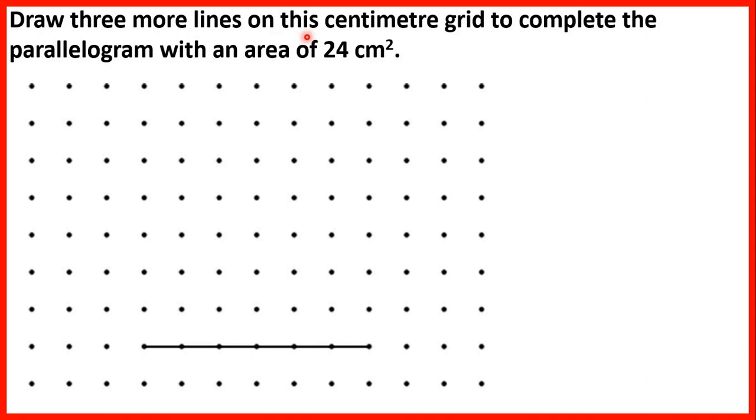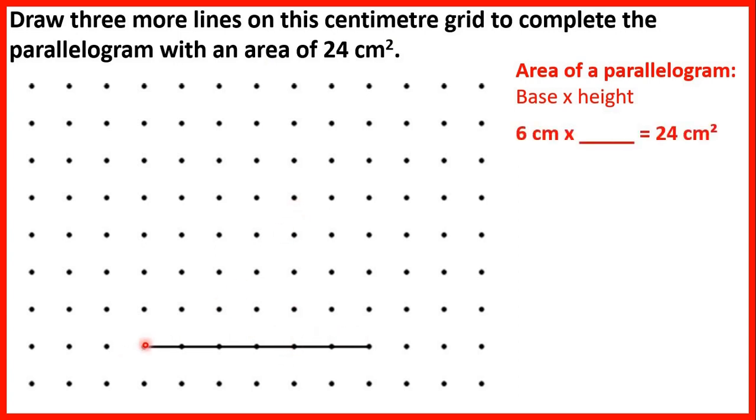Draw 3 more lines on this centimetre grid to complete the parallelogram with an area of 24 centimetres squared. So the area of a shape is the amount of space that it takes up, and the area of a parallelogram we work out in the same way as the area of a rectangle, so that's base times height. So we know that the base is 1, 2, 3, 4, 5, 6 centimetres, and the area is 24 centimetres squared. 6 times 4 is 24, so the height must be 4 centimetres.